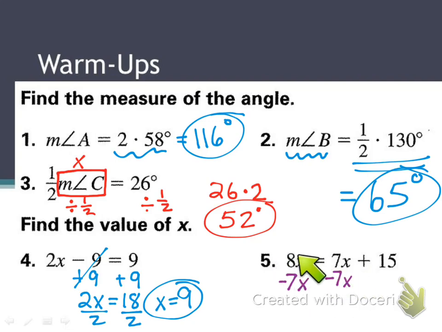What is 8x minus 7x? 1x. Good. I'm actually going to write it up here because I'm out of room. 1x is the same thing as just x. And then on the right side, you're left with 15. So our solution here is 15. What are your questions on the warm-up?